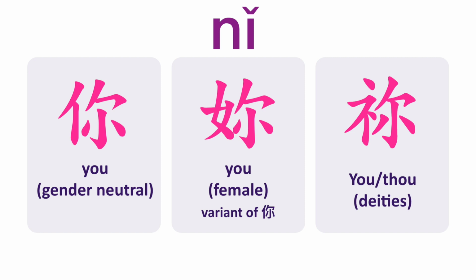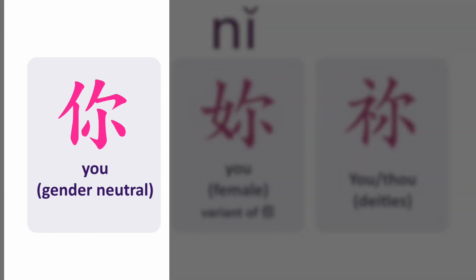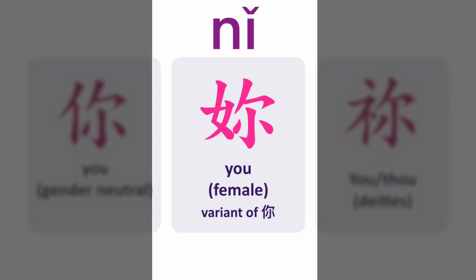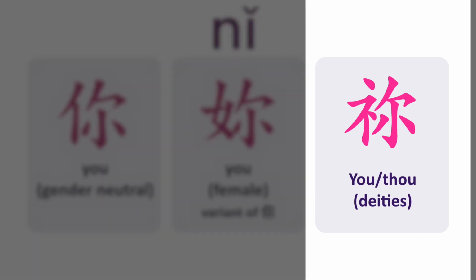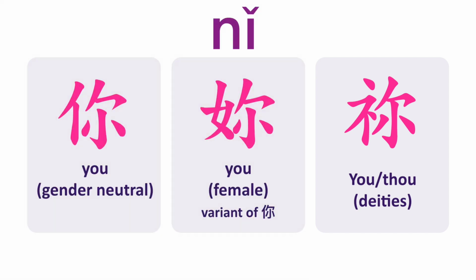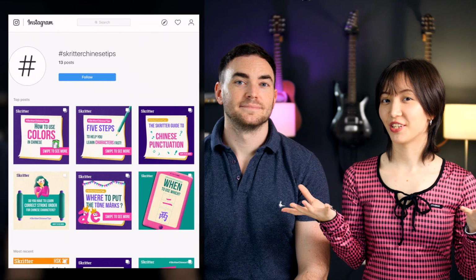And since we've learnt all of the different characters for ta, there's a similar logic for ni, which is like you, but you or you. So what are they? 你 with the human radical is good for all humans and all genders. 妳 with the female radical is specific for women. And finally, for gods, ghosts, and spirits, we can use 祢 with the 示 radical.